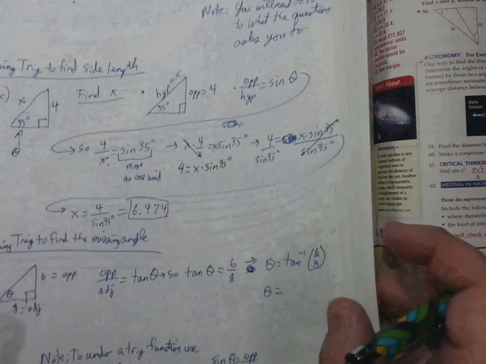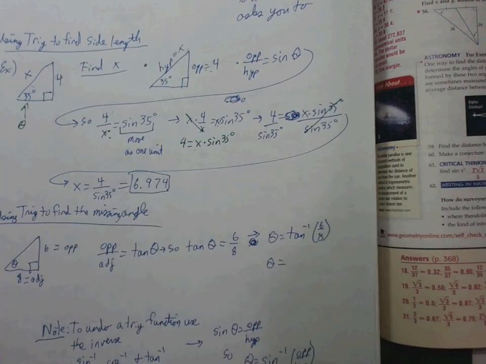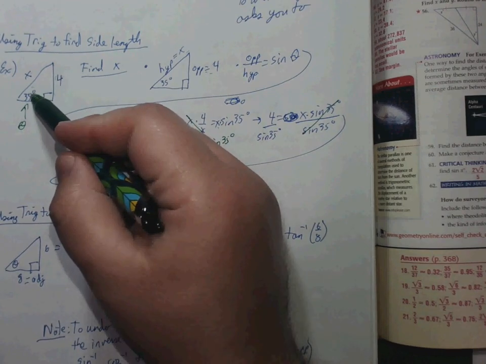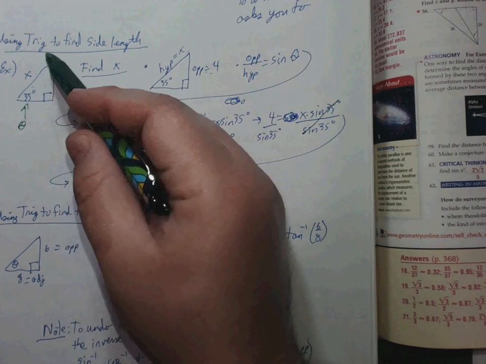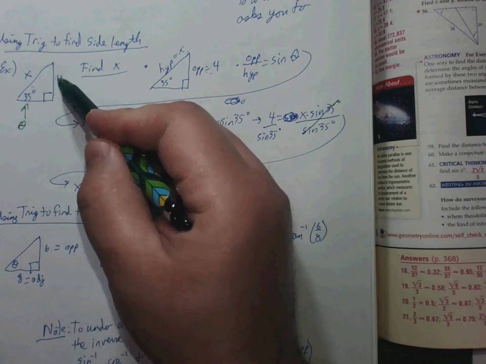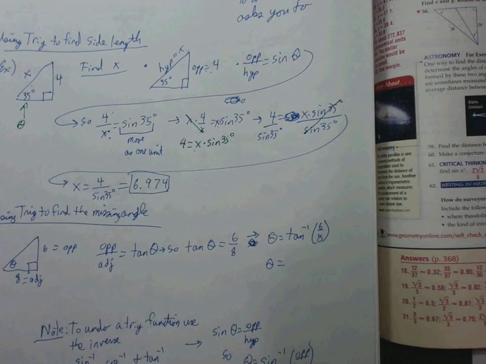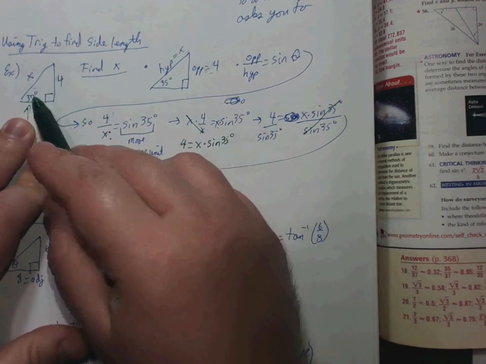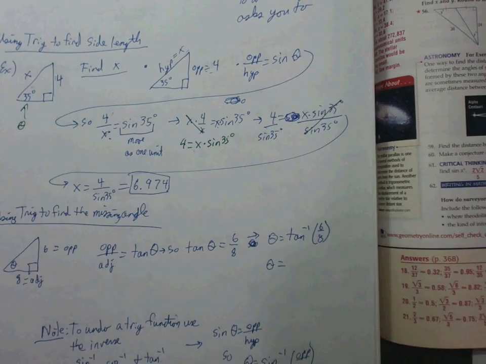That's how you find a side. You have to know one of the sides, you have to know an angle, and then you have the side you're missing. So compare the side you're missing to one of the sides you have, and use whichever trig function uses those two sides. This was my opposite and this was my hypotenuse of 35, so I used sine.